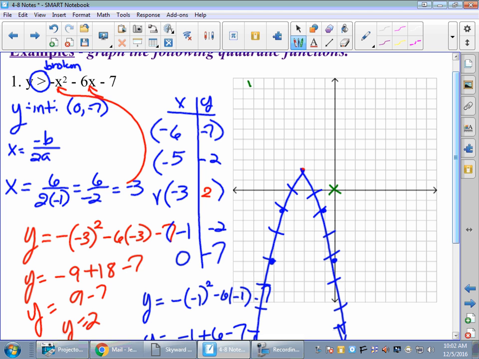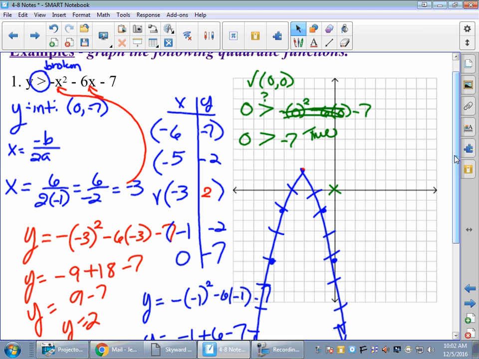So when I check 0, 0, I just plug those two values into the original inequality. Is 0 greater than -0 squared minus 6 times 0 minus 7? Well, the funny thing is when you multiply by 0, I don't care if you square it, if it's positive, negative, multiply, all of that junk goes away. So what we're left with is 0 greater than -7. This is a true statement. So because 0 is greater than -7, I get to shade on the outside.